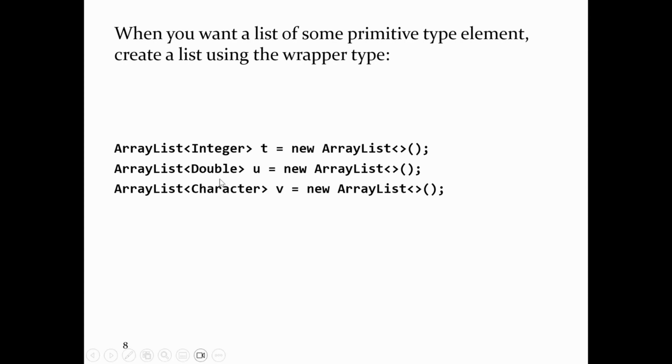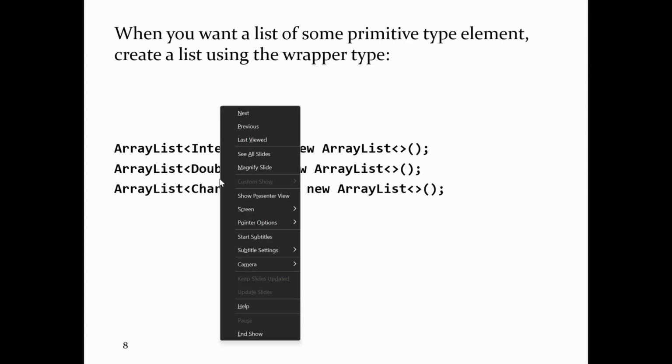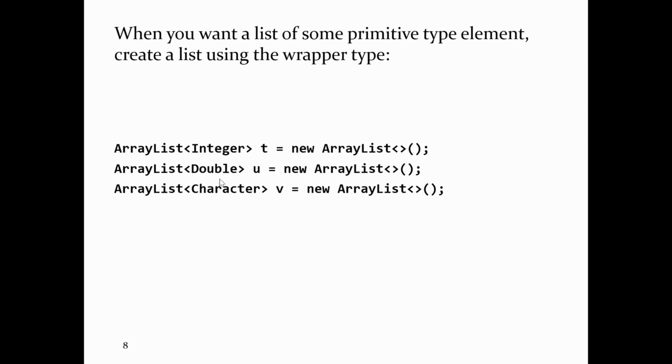If I want a list of little d double, make a list of capital D Double. And if you want a list of char, make a list of capital C Character. Notice the constructor call is always the same. The thing on the right-hand side is always the same, so you're always calling an ArrayList constructor to make an empty list.